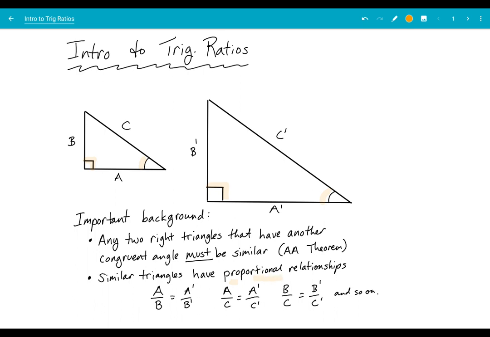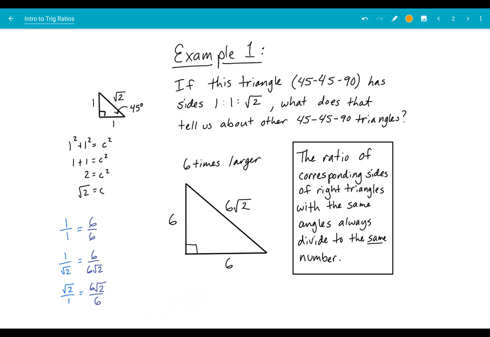Well, if you think about it, if I actually were to divide A and B, I'd probably get a number. I'd get a decimal or a whole number, but that number is going to be the same for the smaller triangle as it is for the bigger triangle, as long as I'm looking at corresponding sides. So let's look at an example.